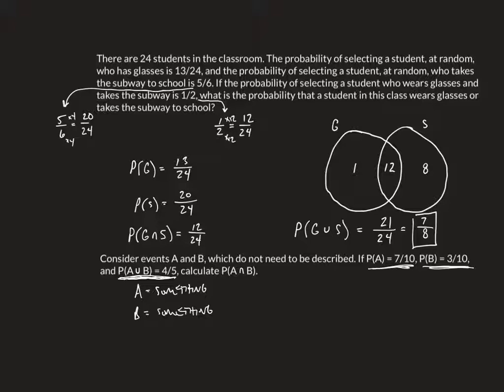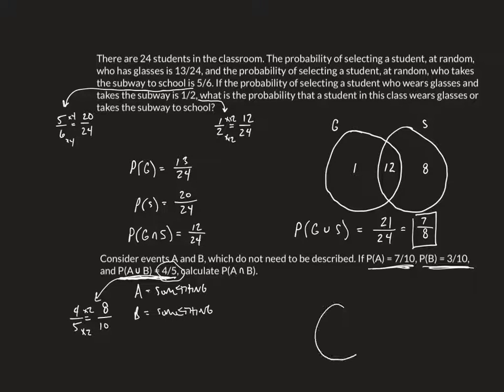Now, this doesn't have the same denominator as the one earlier, so I'm going to want to do a little work here. It's 4/5, and I'm going to want to turn this into a fraction with the same denominator as these two events. So that'll be 10, times 2 times 2, 8/10. And we want to calculate the probability of the intersection. So this is kind of like going backwards with our Venn diagram.